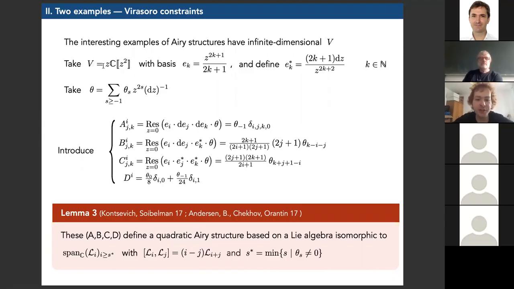So take V, which is the space of formal series which are odd in one variable z. You can take a basis e_k, which is z to the 2k plus 1. And I will need to define e_k star, which somehow is the dual of this, which is rather a 1 form, which has a pole of order 2k plus 2 at z equals 0. And now take theta, which is the inverse of a 1 form that starts with at most z to the minus 2, and then higher order powers of z.